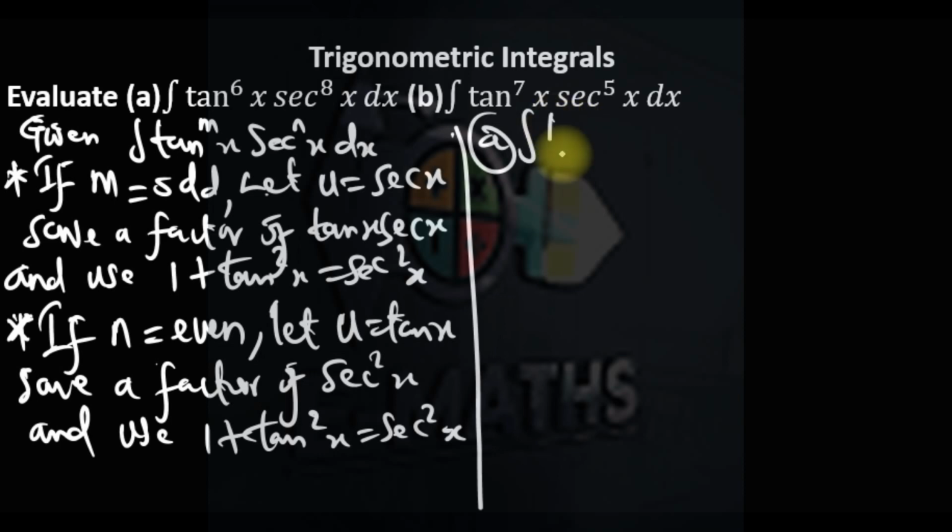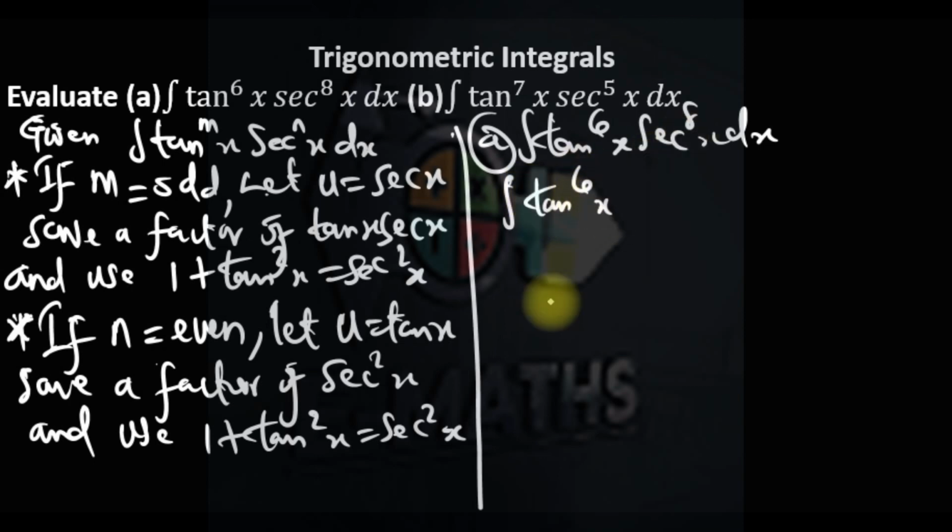We have the integral of tan x raised to power 6 times sec x raised to power 8. So what do you notice? Which category? The second one, because the power of sec is an even number. So what do you do? You let u equal tan x and save a factor of sec squared x. So we continue. This is tan x raised to power 6. Since I have to save a factor of sec squared x, I'll write this as sec to the power 6. So I've brought in this factor here.